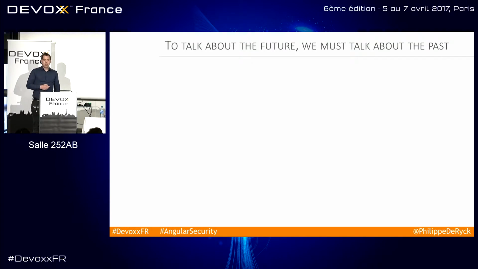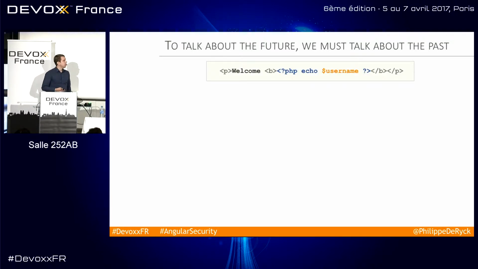Before we can talk about Angular, I'm sorry, I have to go back in time to these traditional web applications where we generate the HTML on the server, send it to the browser, and render it in the browser. Of course, the trivial example is PHP. This is a very simple code example where a username coming from the client is echoed back into the HTML to the client.